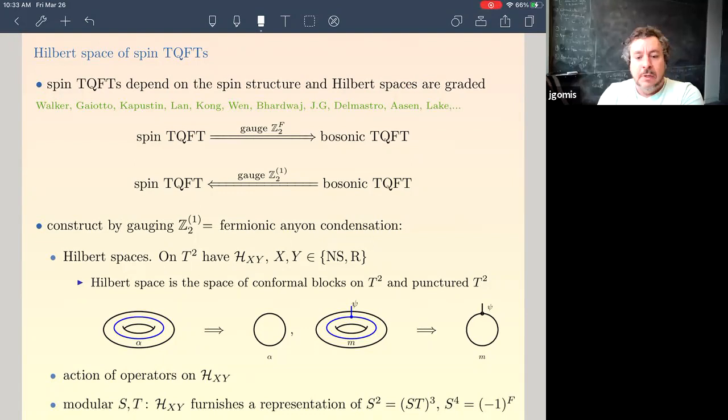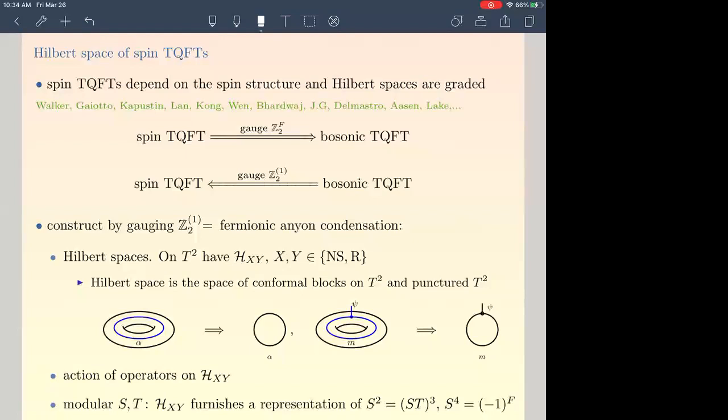Now there are two types. Let me step back. In the usual language of TQFT, there's a one-to-one correspondence between the Hilbert space of a bosonic TQFT on the torus and the space of conformal blocks of the corresponding chiral algebra on the torus. Are you more or less familiar with that, or should I go more into that? That's the right level, more or less.